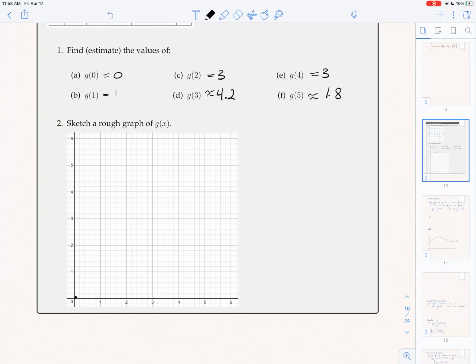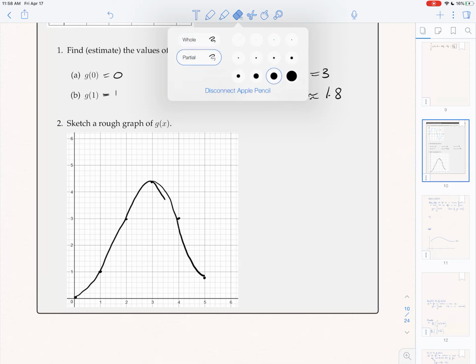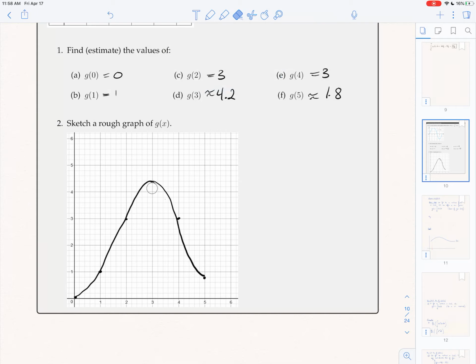So now we can go ahead and graph this. So G of 0 is 0, G of 1 is 1, G of 2 is 3, G of 3 we said was like 4.2, G of 4 was back to 3, G of 5 is roughly 1.8, so somewhere in there. And so this function, assuming it's continuous, which it is, looks something like that. You can kind of do your best to fill it in. I have to switch to partial eraser here. Fill it in.